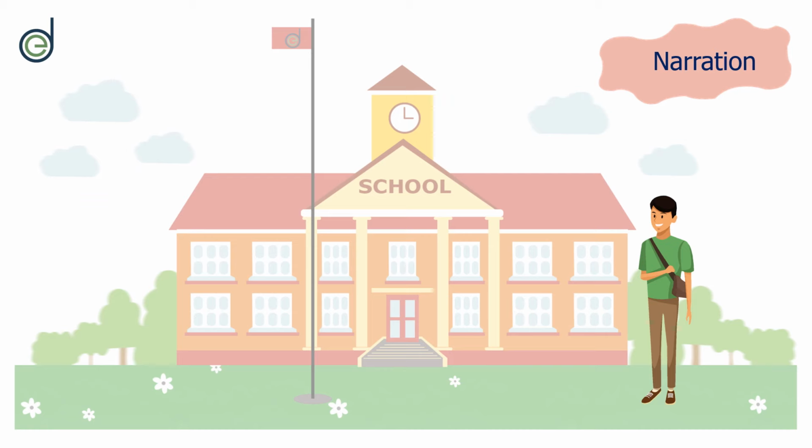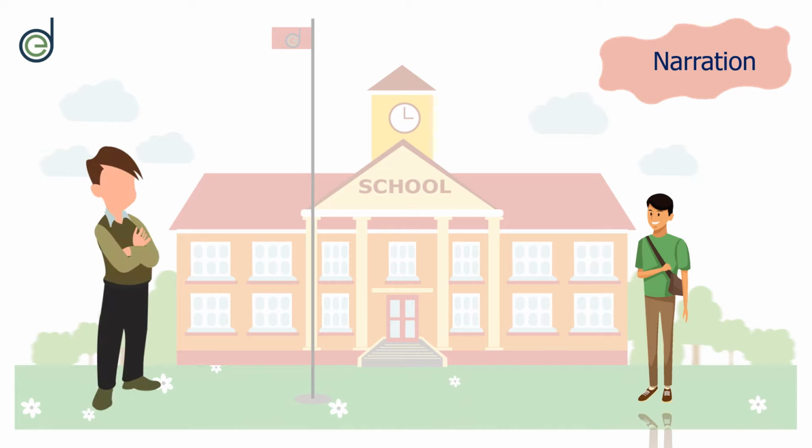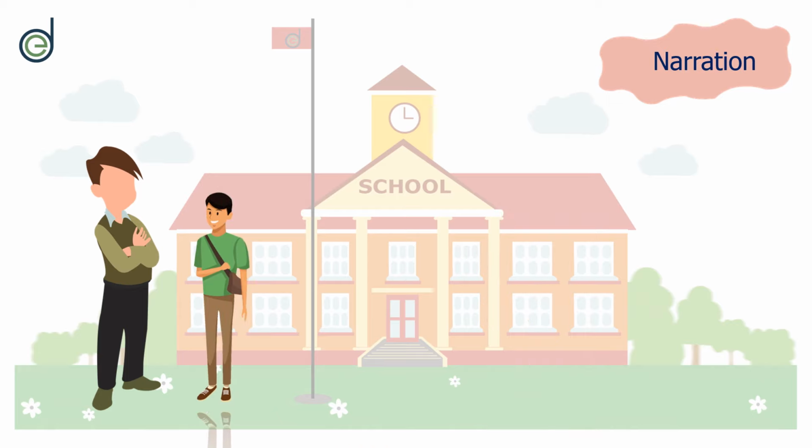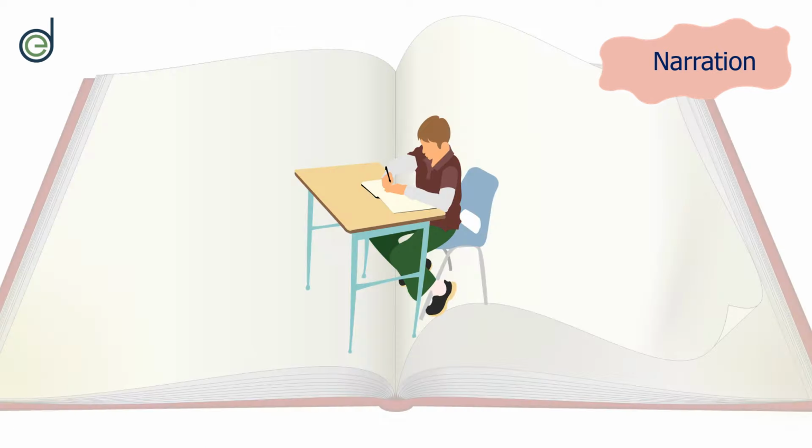This is James. He has always wanted to be an author and share his stories with the world. However, he is quite confused on how to go about starting out as a writer. He decided to talk to Mr. Fred, his English language teacher, about his struggle. Mr. Fred comes up with a brilliant idea: you can write a story in the school's magazine. That's a good place to start from. You can write about an incident you'll never forget. So, James set out to write a very interesting and captivating story that became the star of the school's magazine.